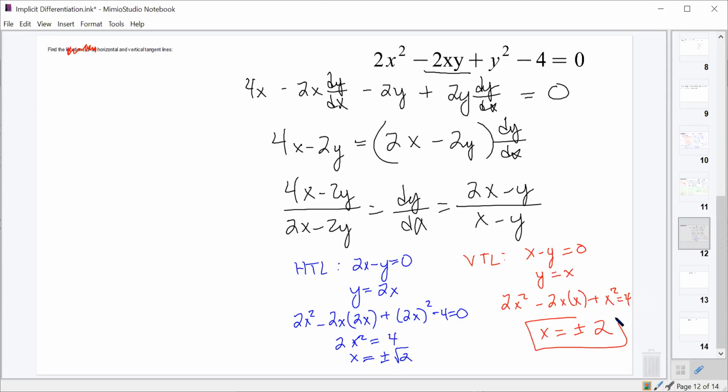Well, these are good. Those are my vertical tangent lines, right? x equals 2 and x equals negative 2. But I still need to find my horizontal tangent lines. They can't be written as x equals, can they? They have to be written as y equals. So how will I do that?